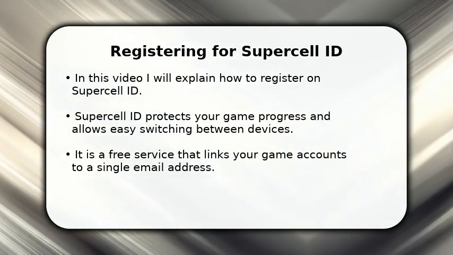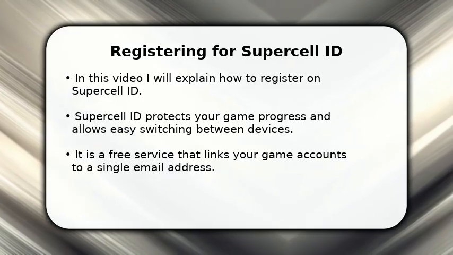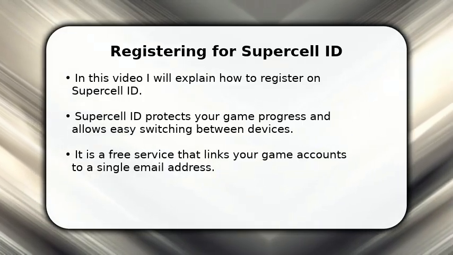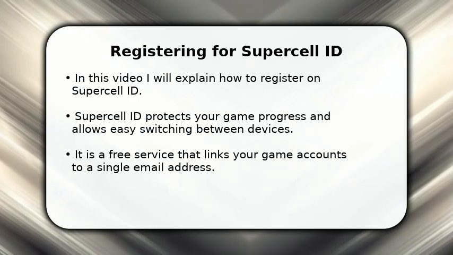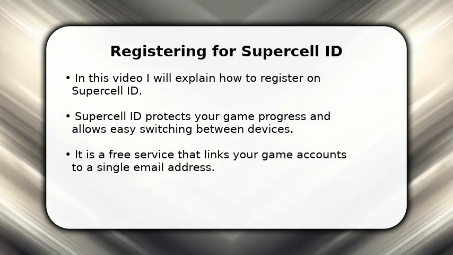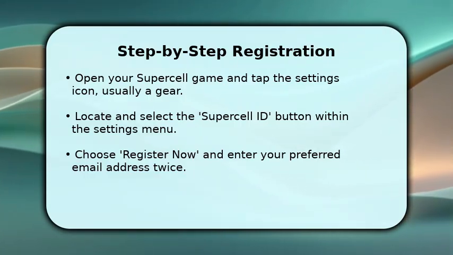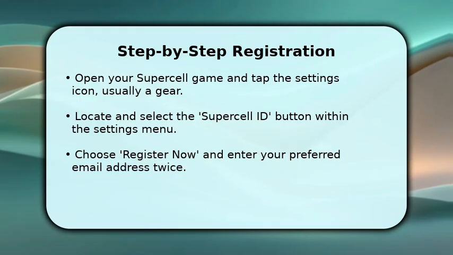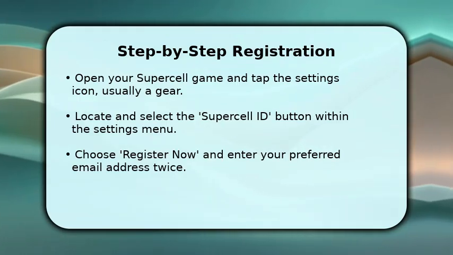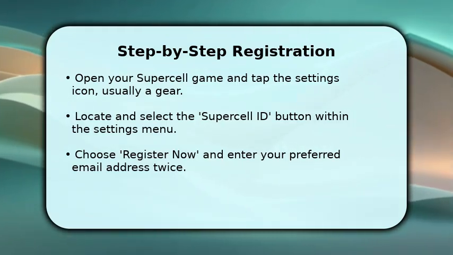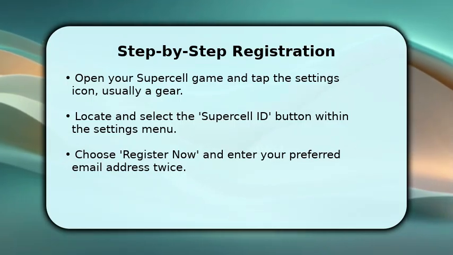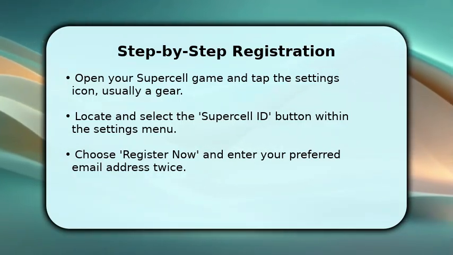To begin, simply open your SuperCell game and navigate to the Settings menu, where you will find the SuperCell ID option readily available for you to select. Let's walk through the registration process step by step. First, open your SuperCell game and tap on the Settings icon, which typically looks like a small gear. Within the Settings menu, you will easily spot the SuperCell ID button. Go ahead and select it.